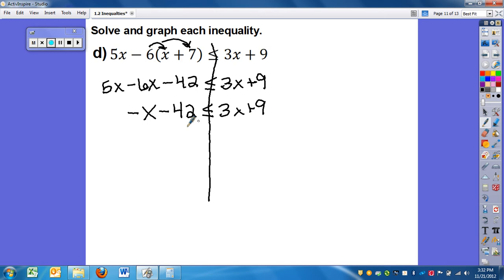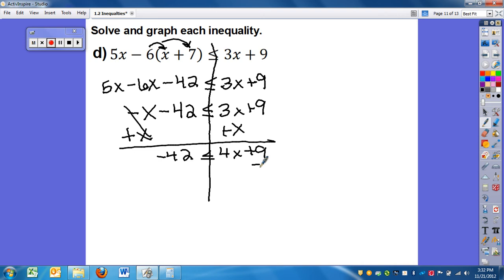I need to get my x's on the same side, so I generally move the smaller one, which is the negative x. So I'm going to add x. This makes 0. So I get negative 42. It's less than or equal to 4x plus 9. So I need a minus 9. This is negative 51. It's less than or equal to 4x. Divide by 4.